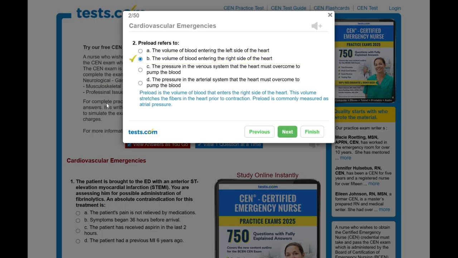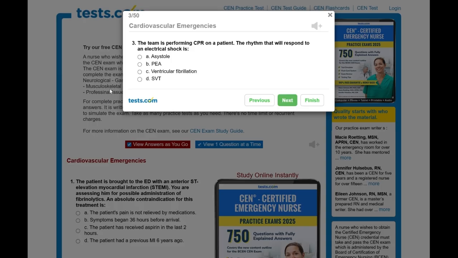B. The volume of blood entering the right side of the heart. Preload is the volume of blood that enters the right side of the heart. This volume stretches the fibers in the heart prior to contraction. Preload is commonly measured as atrial pressure.